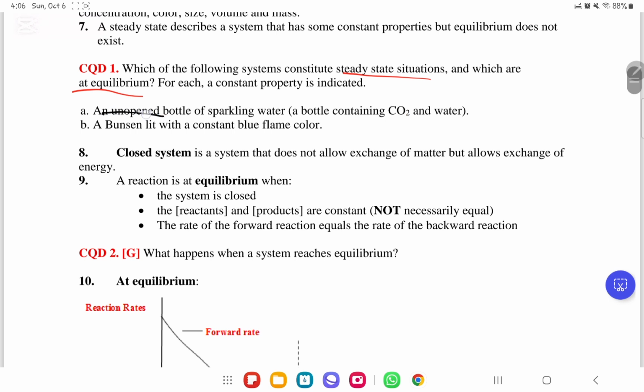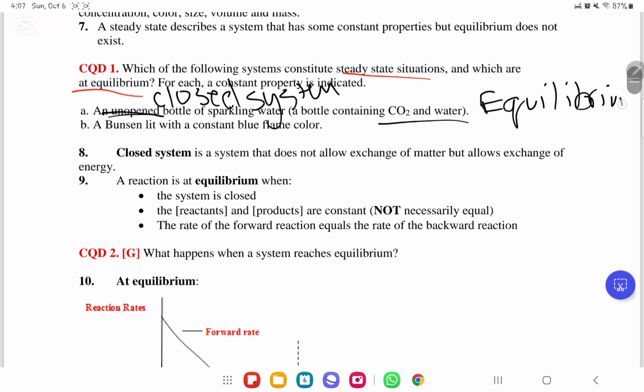An unopened, which means it's in a closed system, bottle of sparkling water, a bottle containing CO2 and water. Since it is in a closed system, we say that it is at equilibrium. All right. Now, the second one, a Bunsen lit with a constant blue flame.